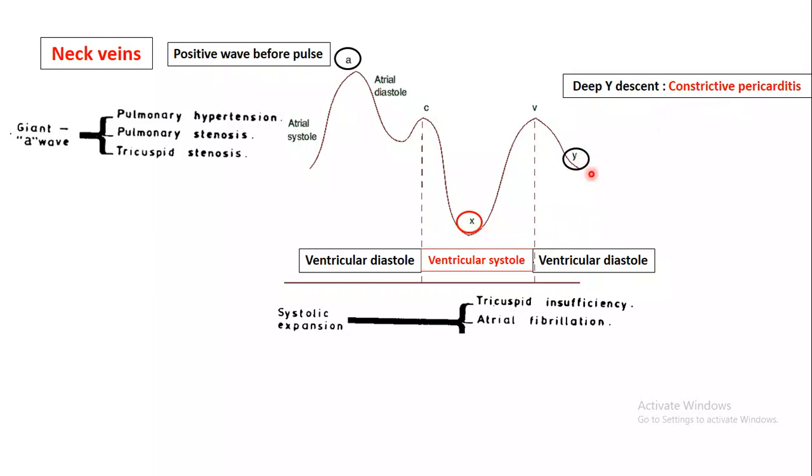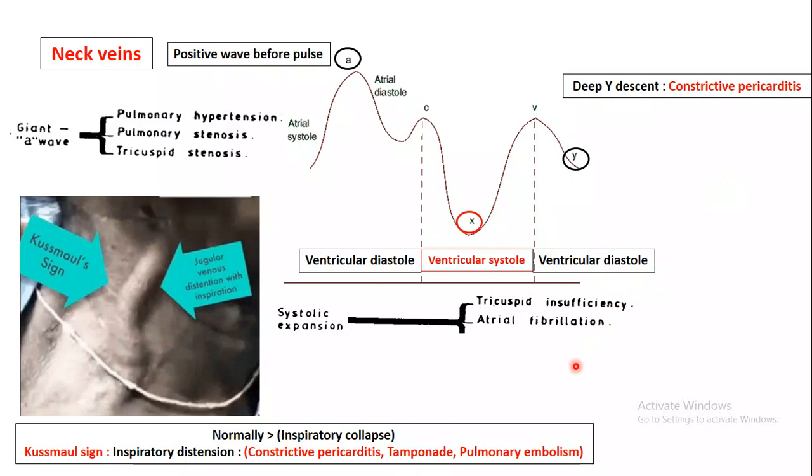What is the cause of a deep Y descent? Because this patient has limited filling of the right ventricle after the very early period of diastole, as after this point the ventricle can't receive blood due to mechanical obstruction or compression from outside by the tough pericardium. So it compensates for this by early rapid filling between the atrium and the ventricle, causing a deep Y descent.